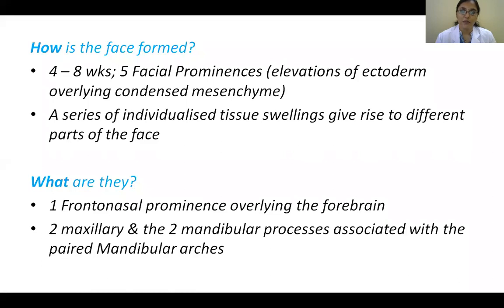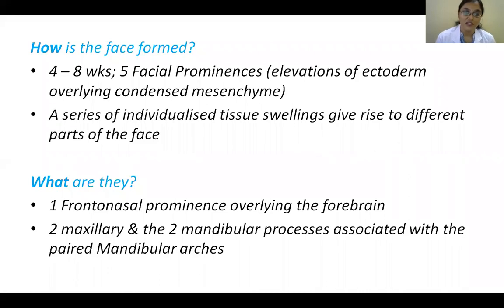These prominences are individualized swellings that come from different parts, come together, and form the different parts of your face, like the forehead, the cheeks, and the lower part of your face. We should know the names of these prominences. The first one is called the frontonasal prominence. Fronto occupies your frontal region here, and this is the nasal part. The others are 2 maxillary prominences and 2 mandibular prominences. So these 5. If in the exam it is asked what the prominences forming the face are, you should mention the 5 prominences.